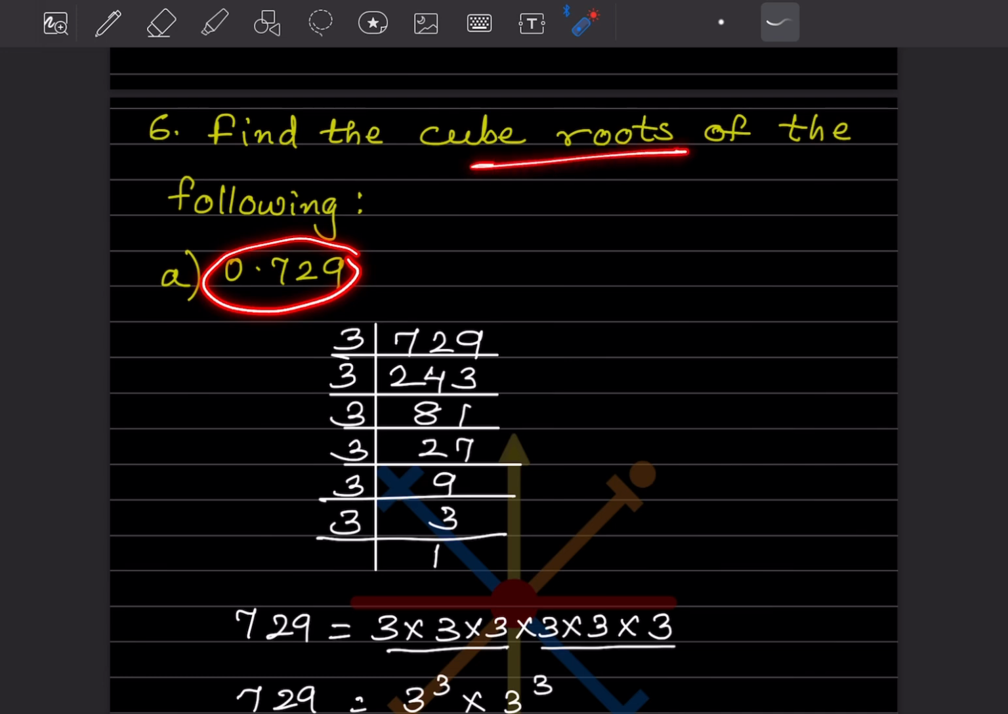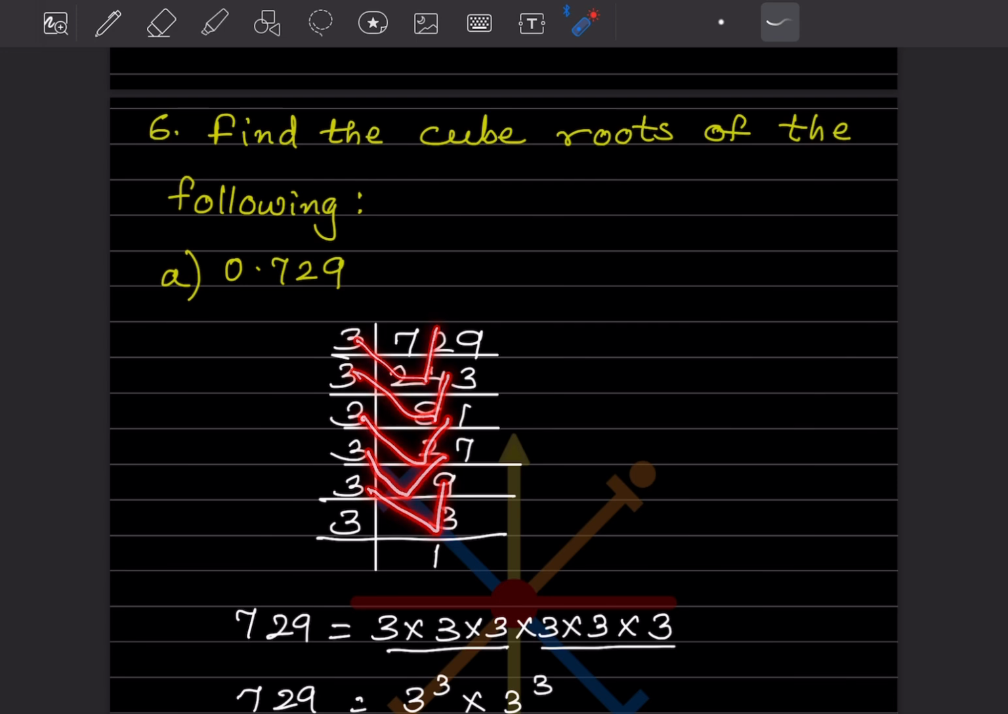Next they said find the cube roots of the following. 0.729, this is cube roots. So what are you going to do? First, you are just going to look at this number, not the decimal. So 729. You will take this with the help of the prime factorization method. And I think by now you must be clear with how to do the prime factorization to find the prime factors. So now here, these are the prime factors.